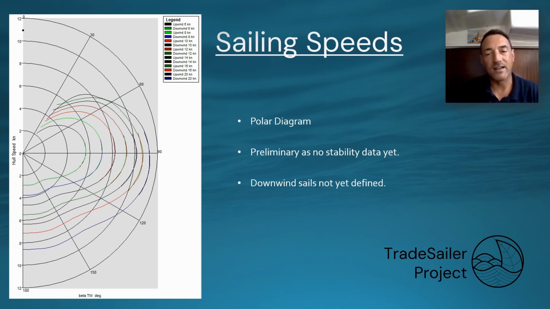It's preliminary data, so I don't have all the input information yet because we haven't done the stability test yet. So I've based the center of gravity on the waterline, and I haven't defined the downwind sails yet. So we could put a spinnaker on it if you're going downwind, which will increase the downwind speed. But this is roughly similar to the hull speed, which makes sense. So we've got enough sail.